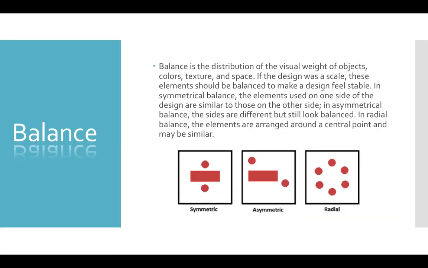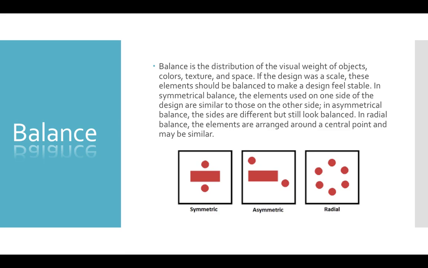So the first thing we're going to take a look at is balance. So balance can be thought of in 3 different ways. It's really how well do you distribute the objects of your artwork. So if it's symmetrical, then they're going to be perfectly balanced. Everything is going to be aligned equally on all sides of your artwork.